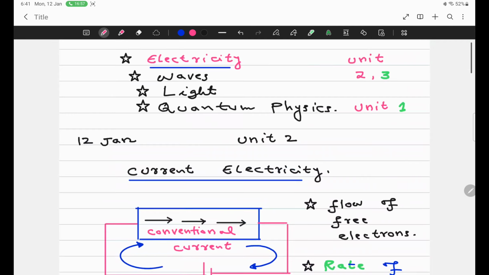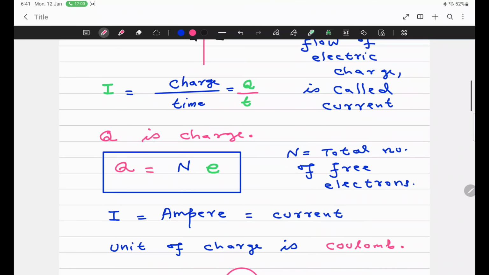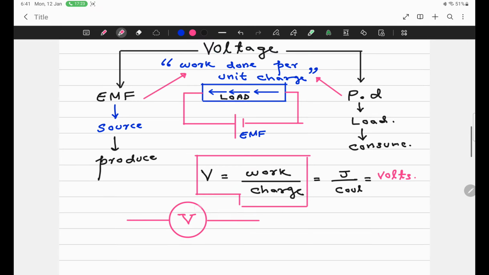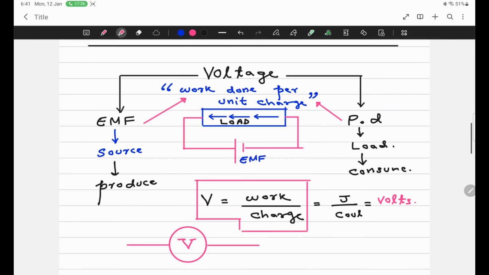So we have completed two basic definitions. Definition number one, what is the electric current? Electric current is the rate of flow of electric charge, and voltage is work done per unit charge. So you should at least memorize these two basic definitions. Work done per unit charge is voltage, and rate of flow of charge is called current. Voltage is the energy supplied by battery to drive electric charge.